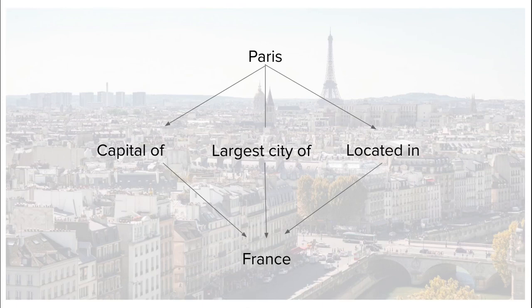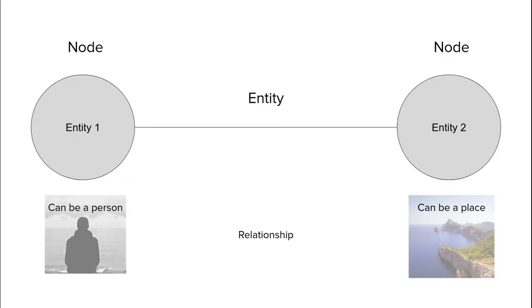So, why are knowledge graphs becoming so important? The reason is very simple. They provide a more human-like understanding of the world. With knowledge graphs, computers can now understand and process information in a way that is similar to how humans think and reason.